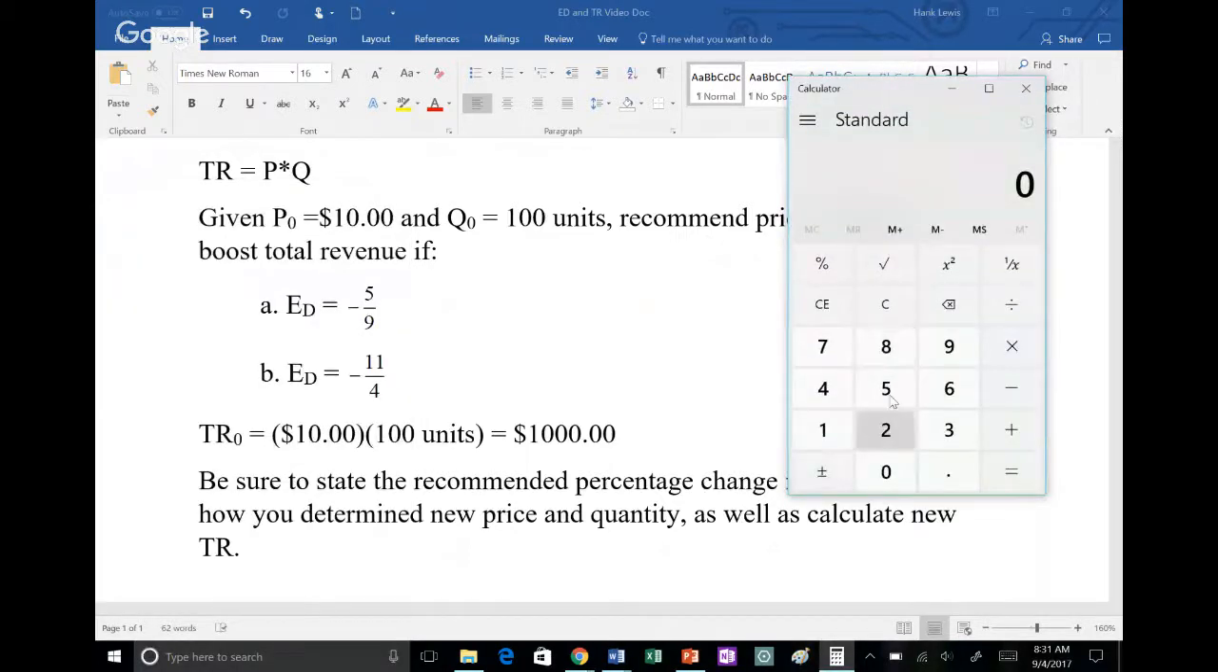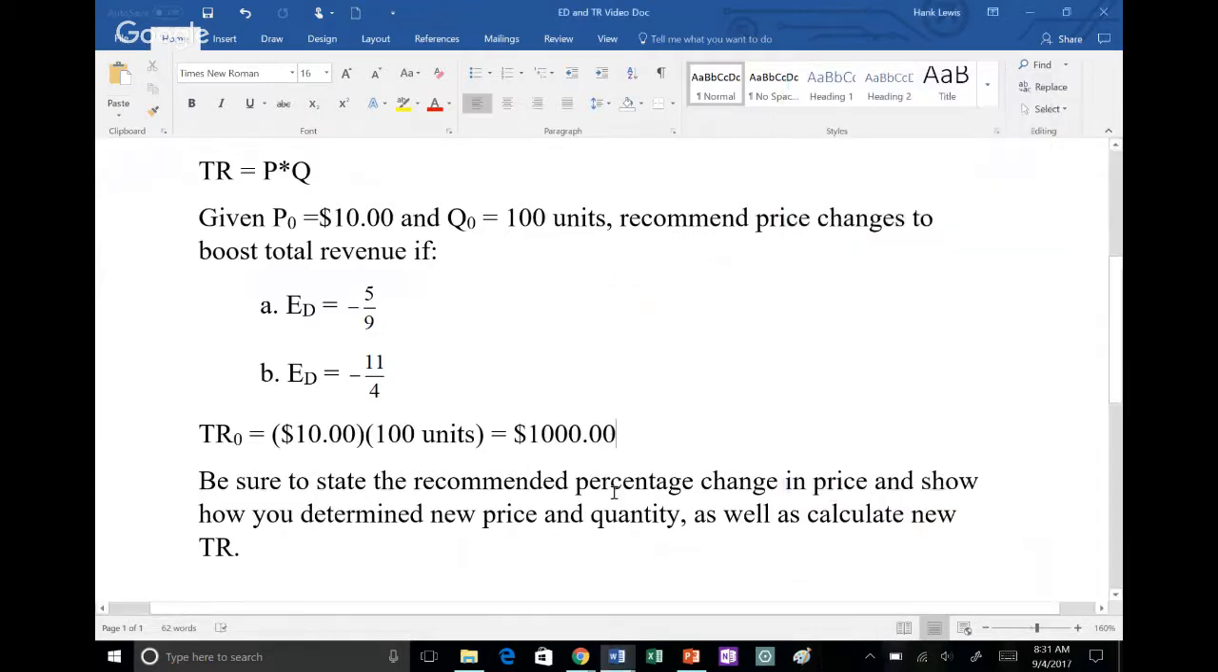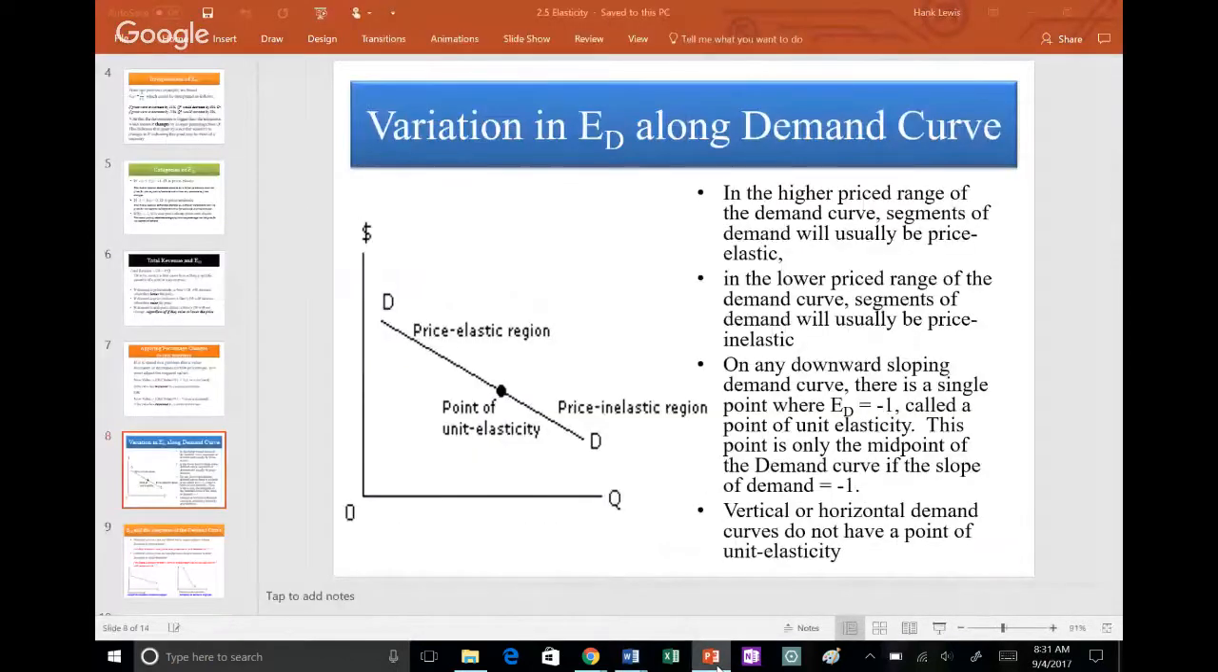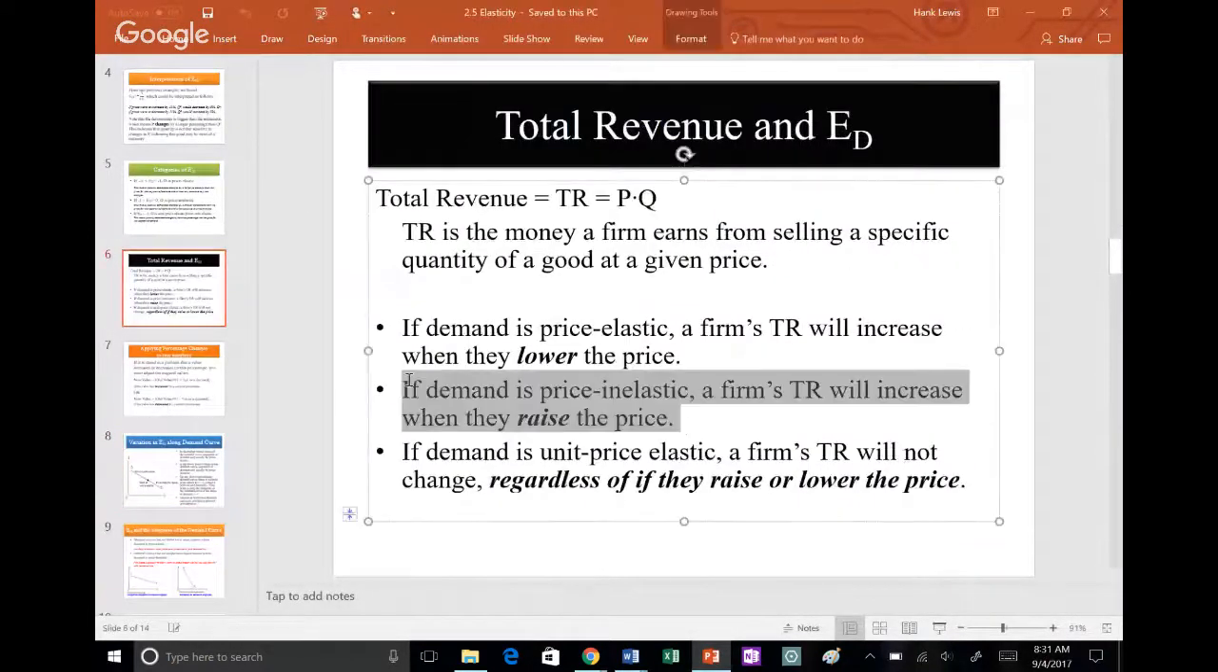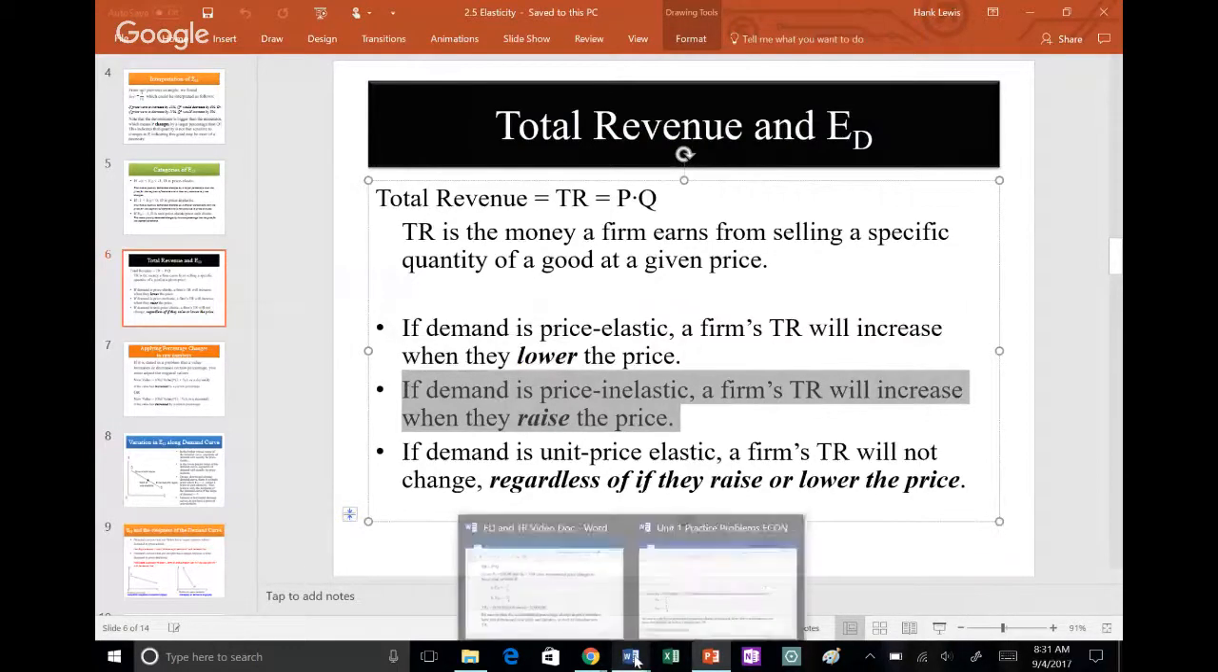Folks, negative 5 divided by 9 is negative 0.5555555 going on forever. That is between -1 and 0, which means demand is price inelastic. Okay, so let's go back to what we learned about with total revenue. It says if demand is price inelastic, the firm's total revenue will increase when they raise the price.